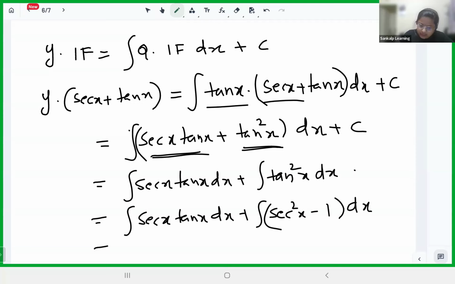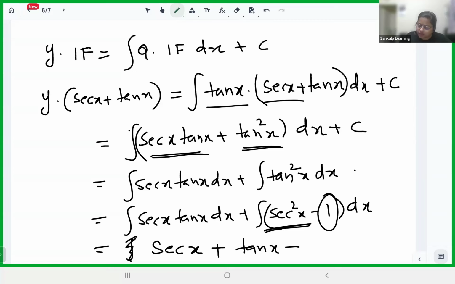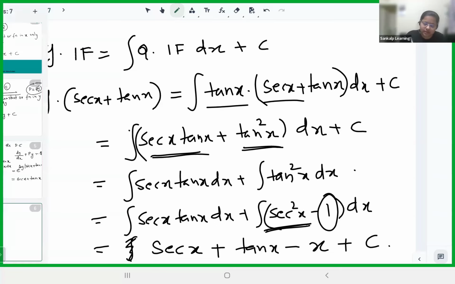So this is equal to integral, what is integral sec x tan x? It is sec x, plus what is integral of sec square x? Sec square x is tan x, minus what is integral of 1 with respect to x? It is x plus c. So this is y into sec x plus tan x equal to sec x plus tan x minus x plus c. So what is the solution of the given differential equation? It is y into sec x plus tan x equal to sec x plus tan x minus x plus c. Alright.